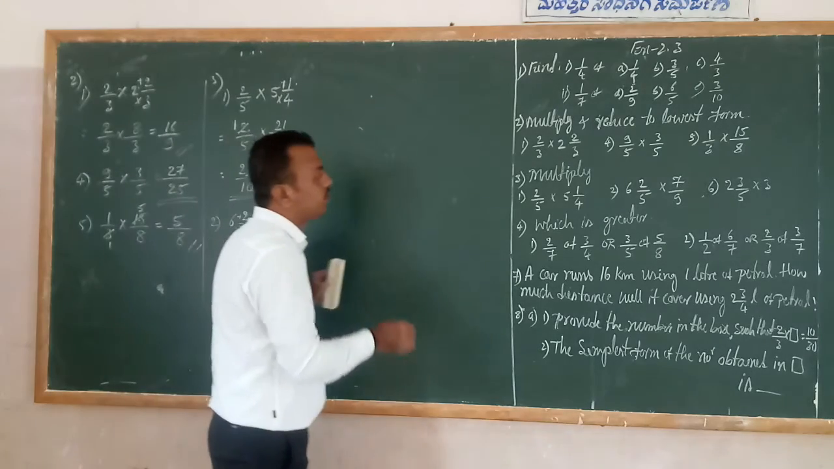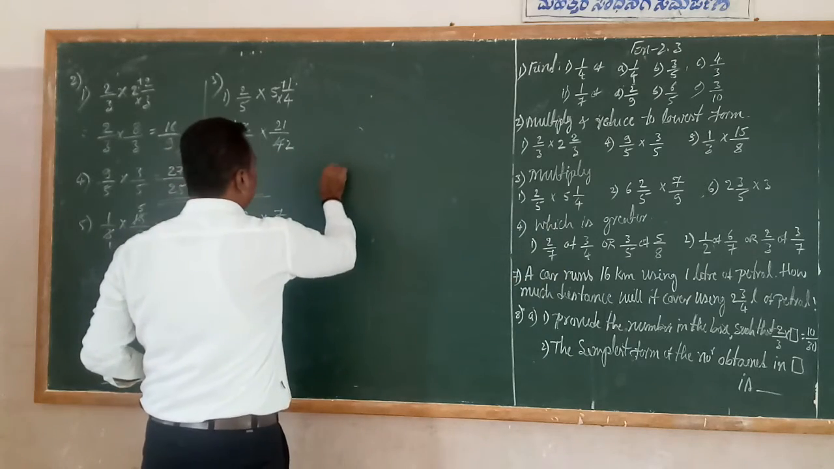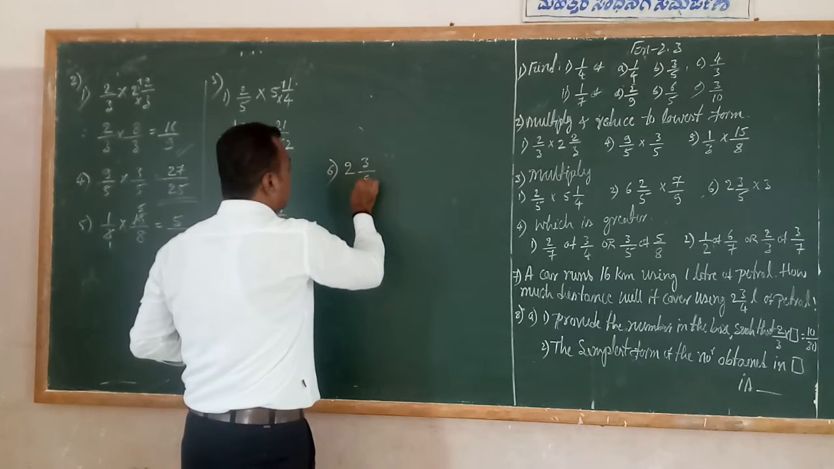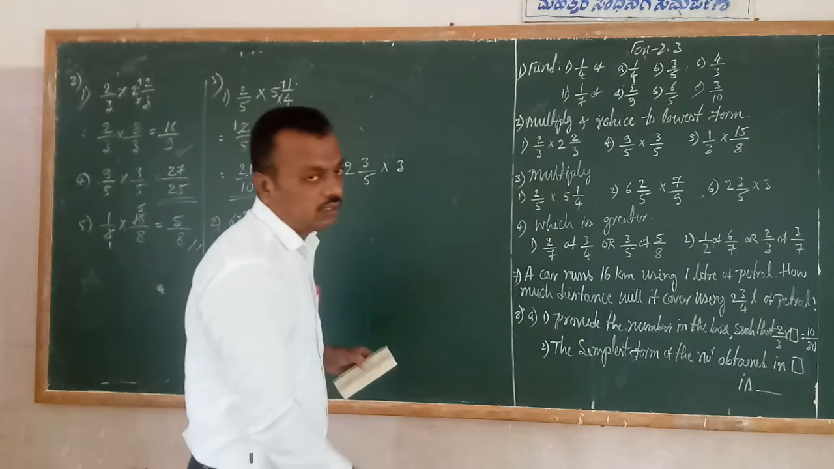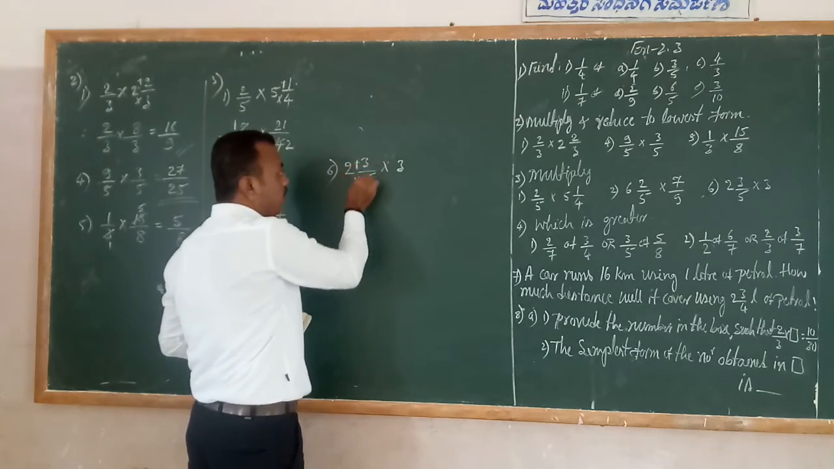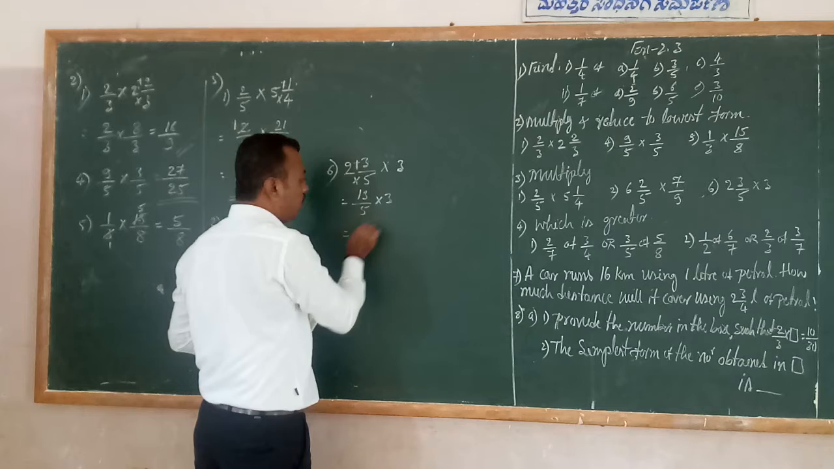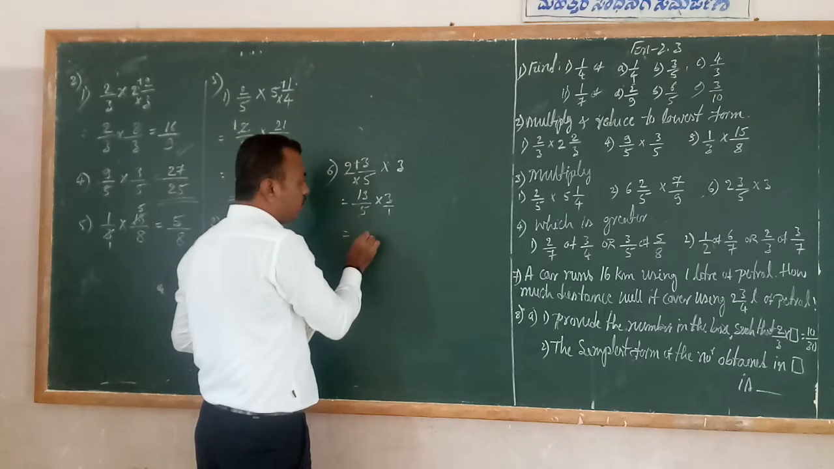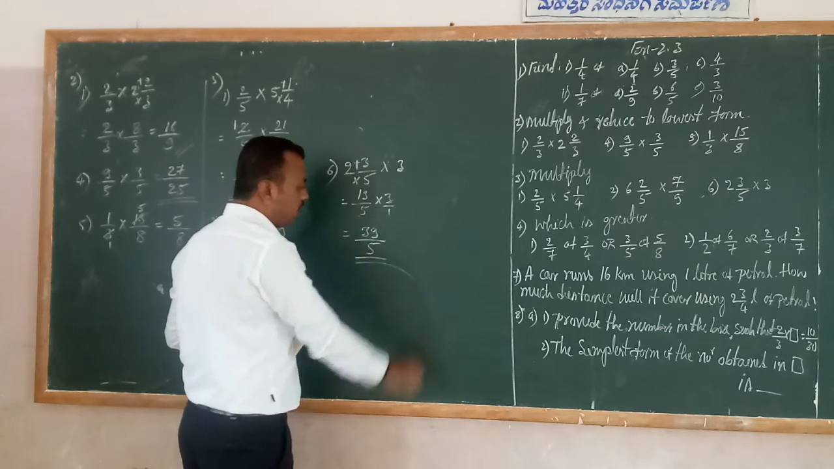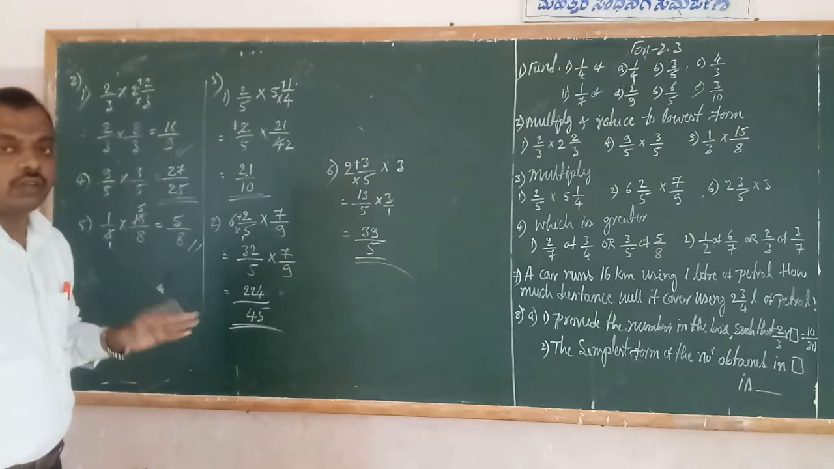So next one, sixth one, I will go to question number 6. What is that question? 2 3 by 5 into 3. See again, this is in the mixed form. We have to convert it to an improper fraction. So 5 2s are 10 plus 3, 13 by 5 into 3. Now nothing is there to cancel, 5 and 3 are not going. That's why 13 into 3, 39. 13 3s are 39 whole upon 5 1s are 5. 39 whole upon 5. Do you understand? So like this we have to solve it. We have to multiply it.